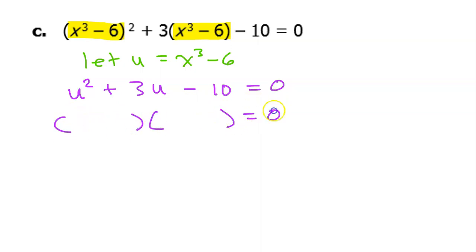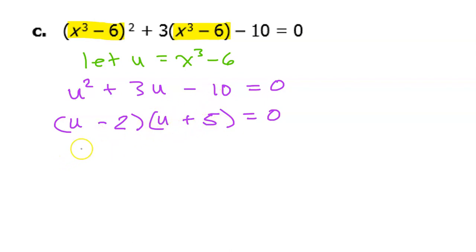Let's factor this down and see what happens. So u squared will factor as u times u. 10 is either going to factor as 1 times 10 or 2 times 5. I'm looking at this 3 and I'm thinking 2 times 5. To get a positive 3, we're going to need a negative 2 and a positive 5. Also, negative 2 times 5 equals negative 10, so that checks out.